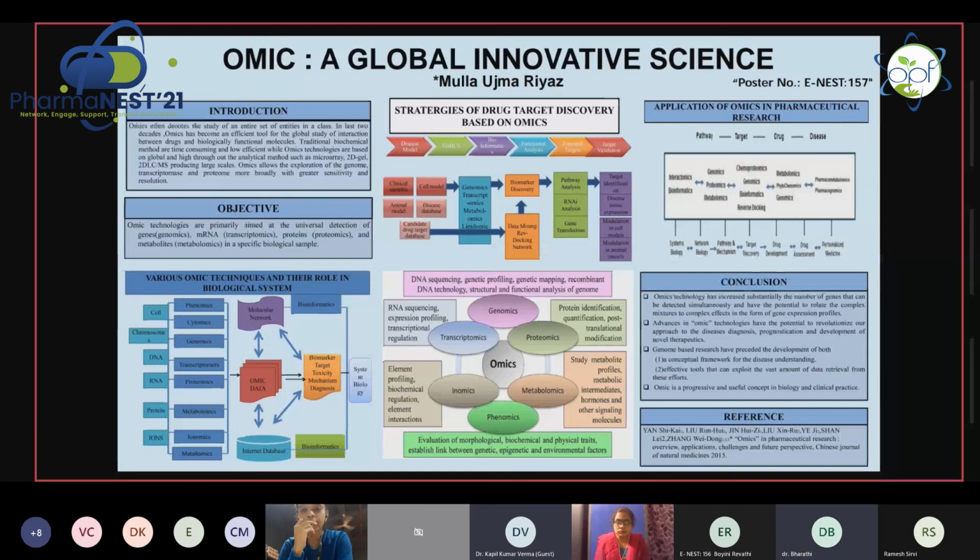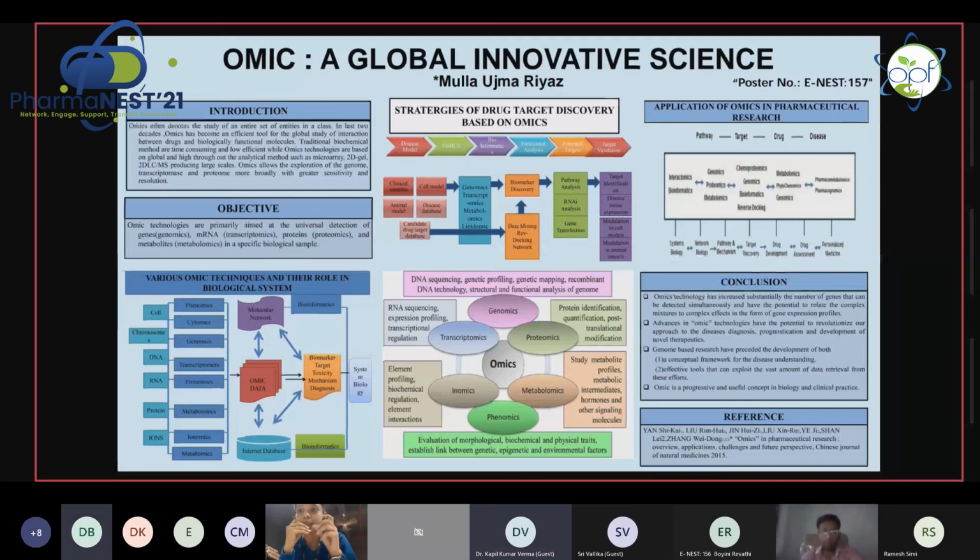Omics would be important because in the olden days, the different ways of studying the interaction between the drugs and the biological function were time consuming. It wasn't sensitive enough to give us the result of the exact number of the drug targeted at that specific point. And how it is beneficial to detect the human diseases.